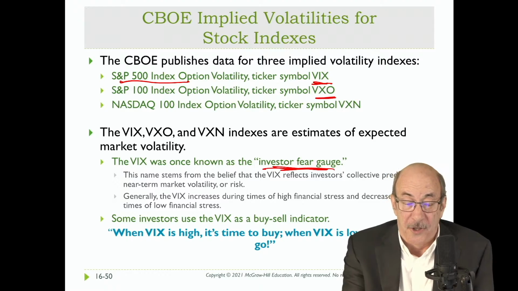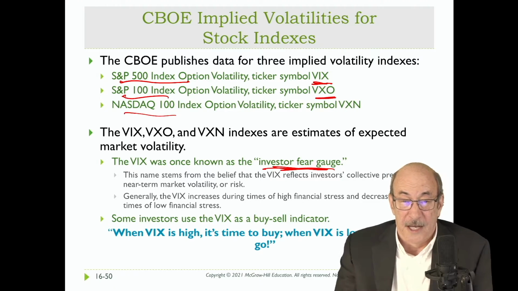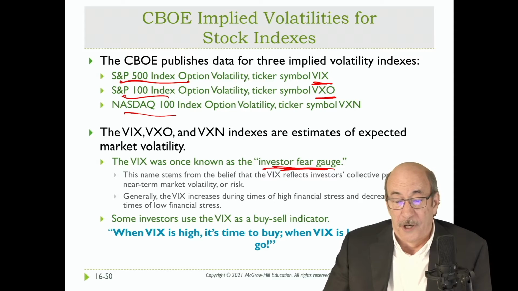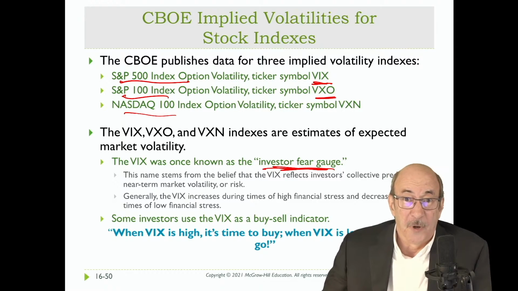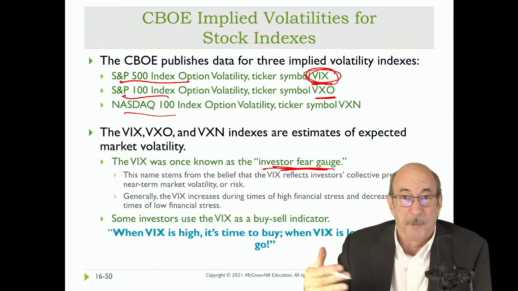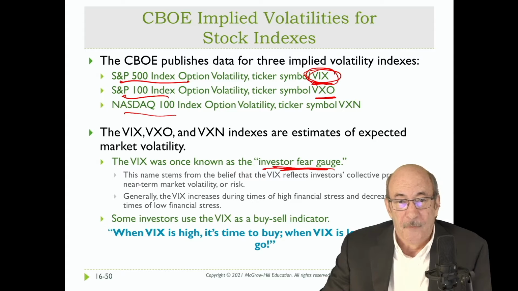But you can do that with the S&P 100 and the NASDAQ 100. Now, again, since those indices are somewhat correlated with one another, you would expect the VIX and the VXO and the VXN to be relatively correlated with one another. And obviously, it's the VIX that most people pay a lot of attention to. But that gives us some idea of at least the market's expectation for volatility, conditioned upon the information that we have available to us today.